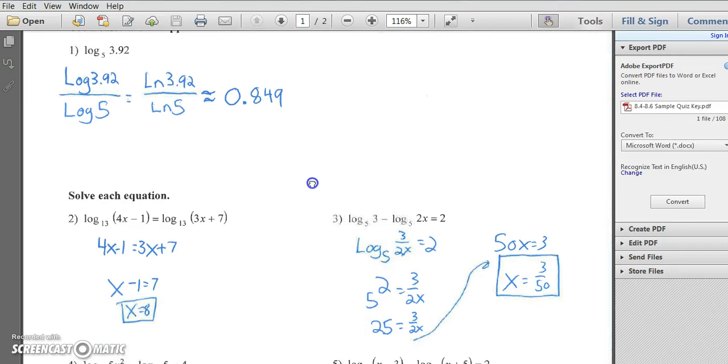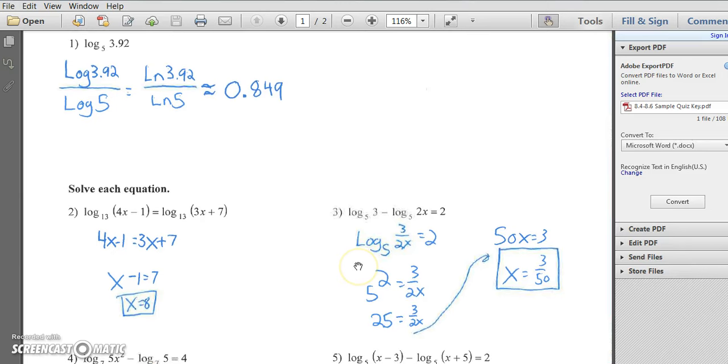Scrolling down here. All right, this one. Notice I have log 13 equal log 13. So I can just get rid of the log 13s because it's log equaling log. And I get 4x minus 1 equals 3x plus 7. I subtract 3x from both sides, get x minus 1 equals 7. Add 1, I get x equals 8. Now I check 8. Does it make either of those insides of my logs negative? No. So it's a good solution.